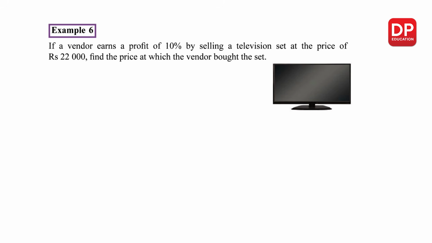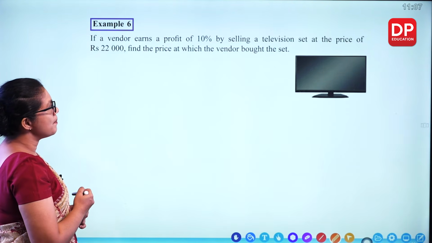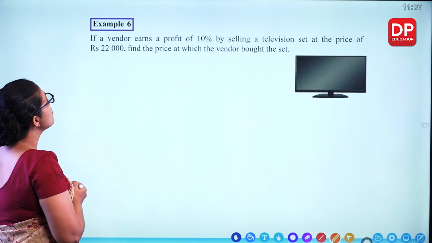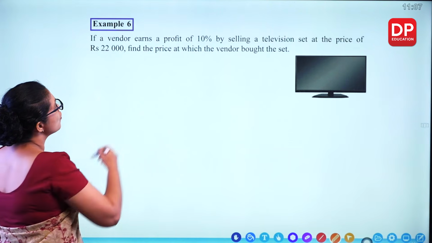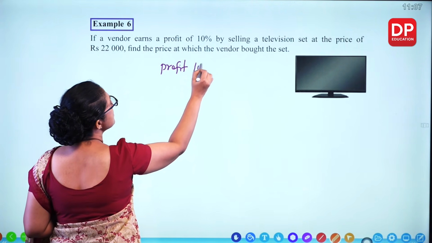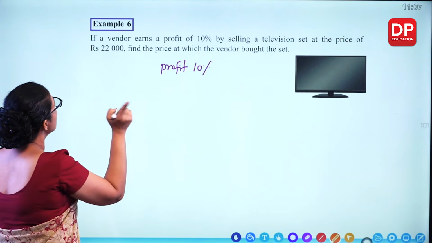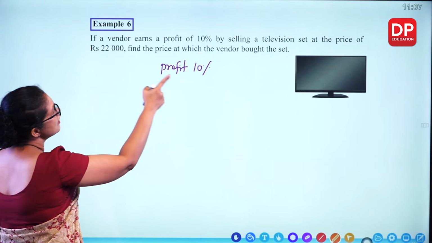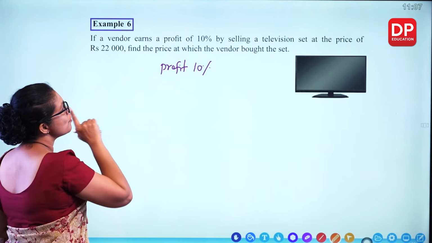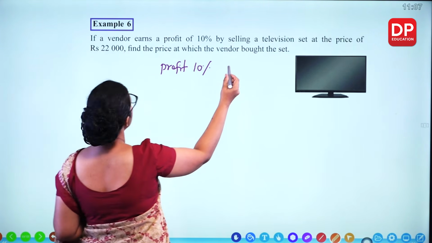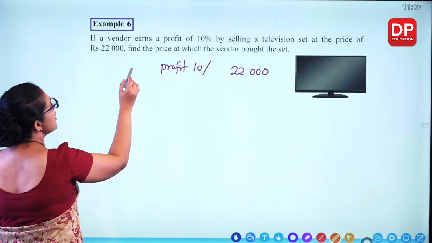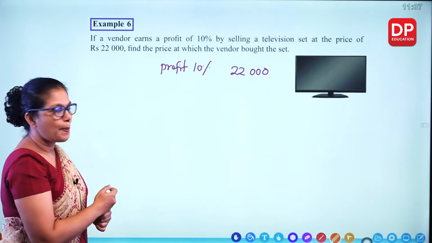Example number 6. If a vendor earns a profit of 10% by selling a television set at the price of 22,000. So profit is 10%. Find the price at which the vendor bought the set. So the selling price is given, 22,000. So you are asked to find out the buying price.